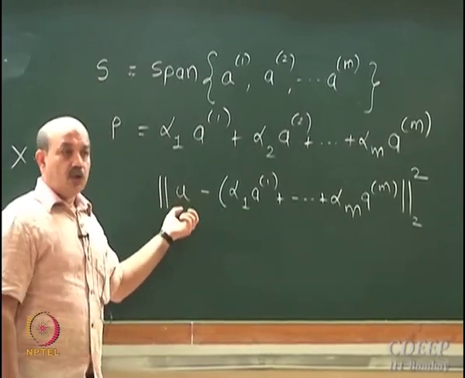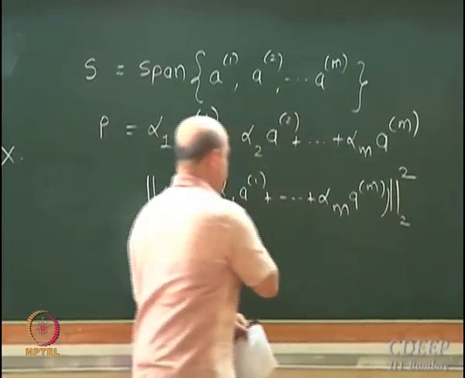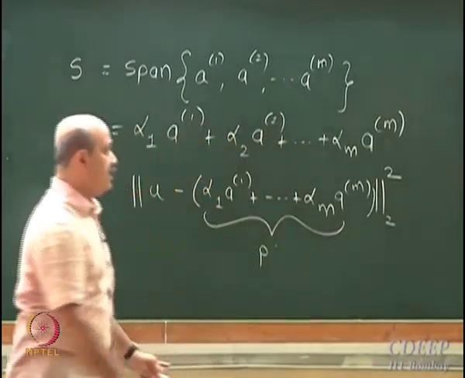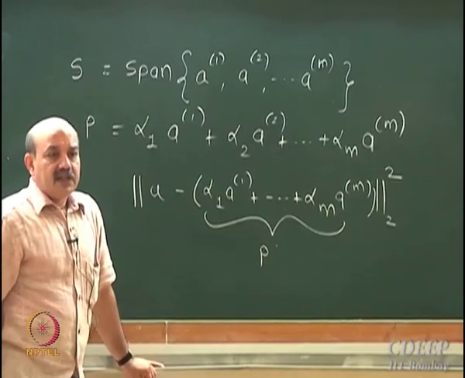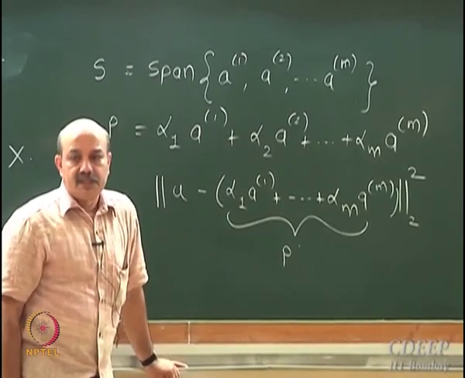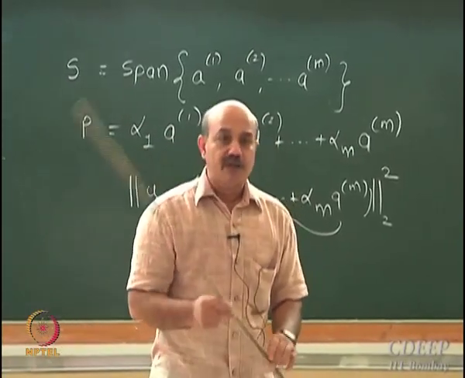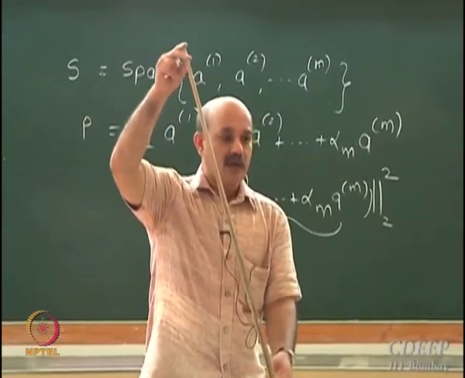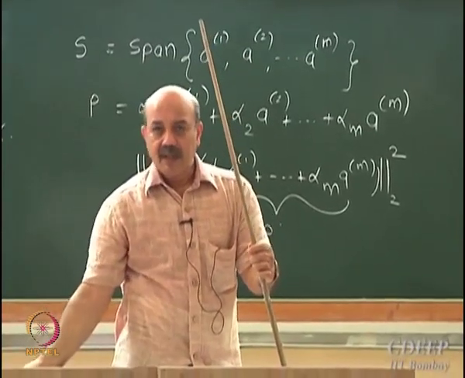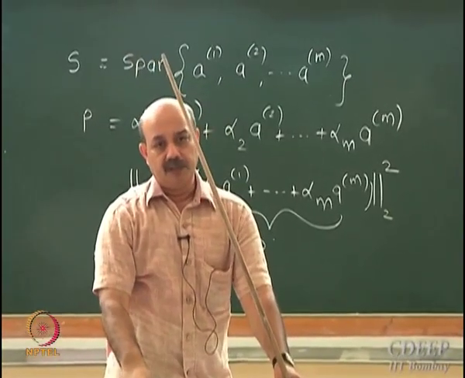u is the original vector in X. This P here is the projection. And then we want to find a vector P that belongs to the subspace S, which is at minimum distance from u. What I wanted to emphasize again and again is that it's not different from this point and this plane here. This is a two-dimensional subspace and this is a point. The shortest distance of this point is obtained by dropping a perpendicular.